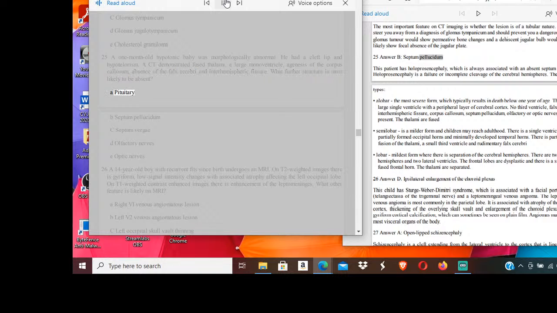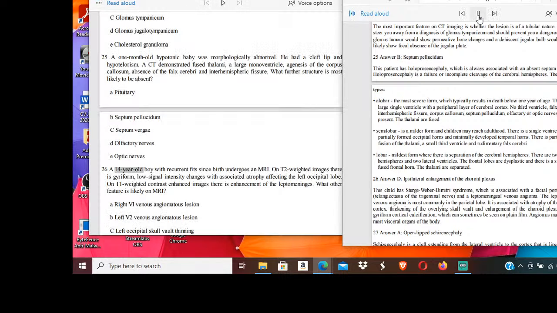A. Pituitary. B. Septum pellucidum. C. Septum vergae. D. Olfactory nerves. E. Optic nerves.